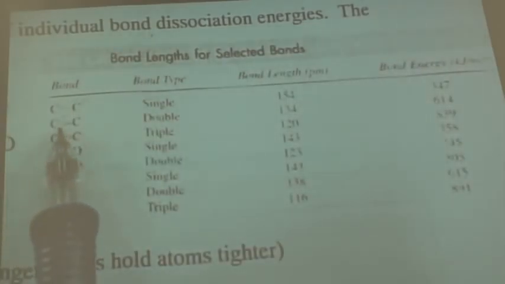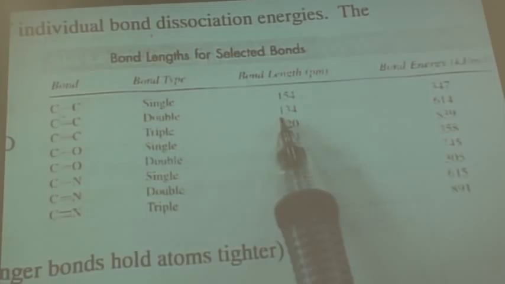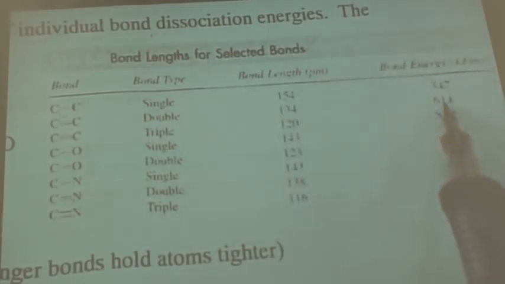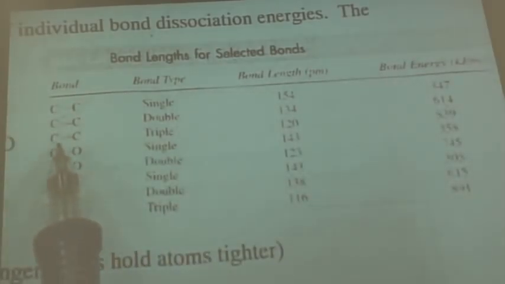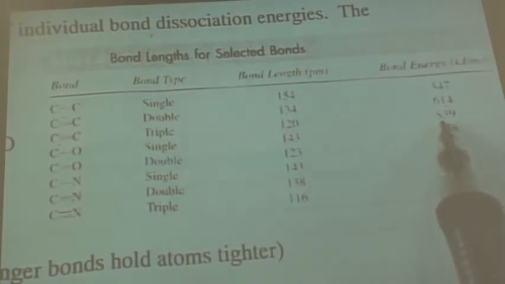When there is a double bond hooking together two carbon atoms, the bond length is 134 picometers, and the amount of energy needed to break the bond is 614 kilojoules per mole. When there is a triple bond between two carbon atoms, the bond length is 120 picometers, and the amount of energy needed to sever that bond is 832 kilojoules per mole.